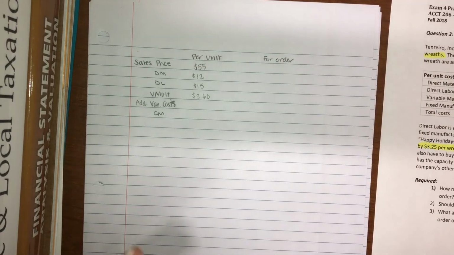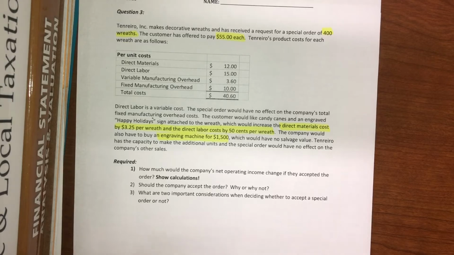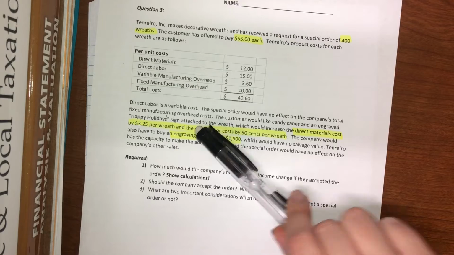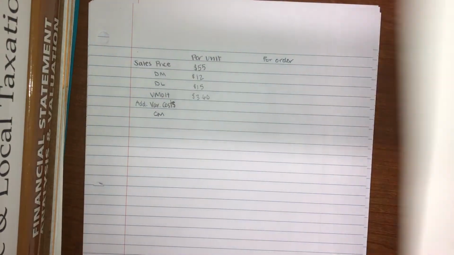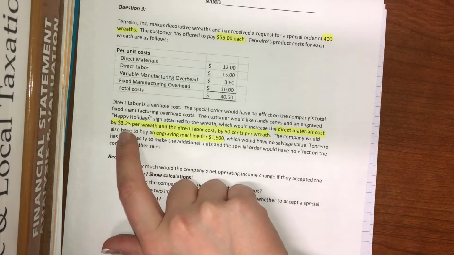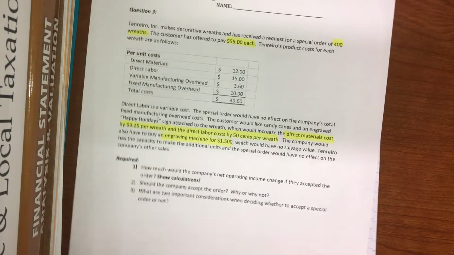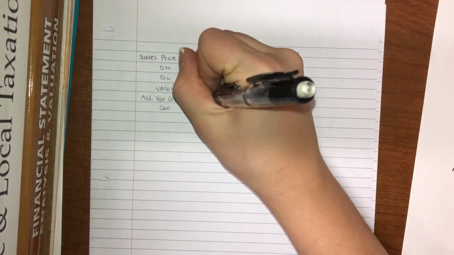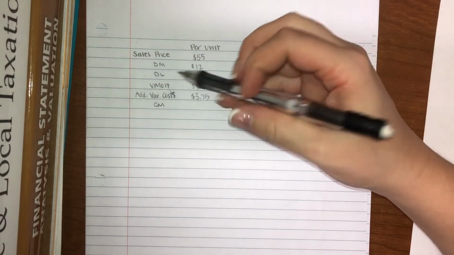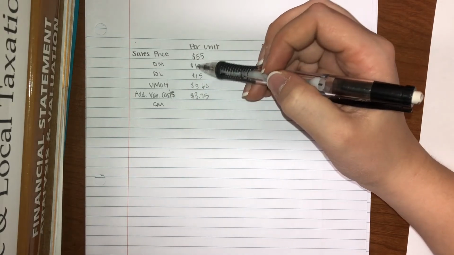You might be thinking, why aren't you putting the fixed costs in there? It does tell us in the problem that the special order would have no effect on the company's total manufacturing overhead costs. So that's why I didn't put them in there. But now we have a direct materials cost increase of $3.25 per wreath and 50 cents, so $3.75 per wreath is going to be increased due to this special design that they want. So I put $3.75 under additional variable costs instead of trying to split them up between these two.